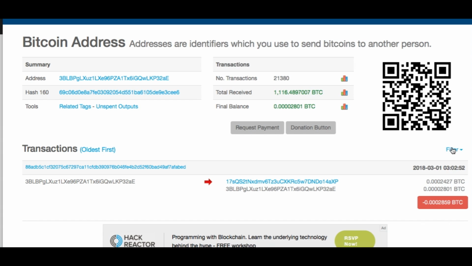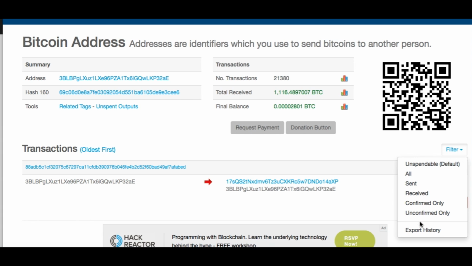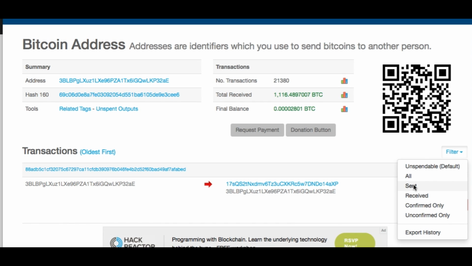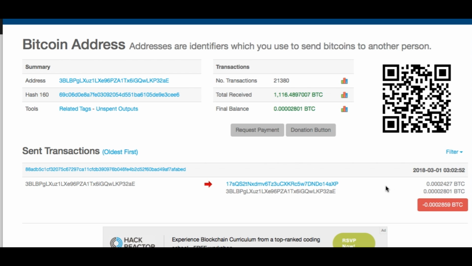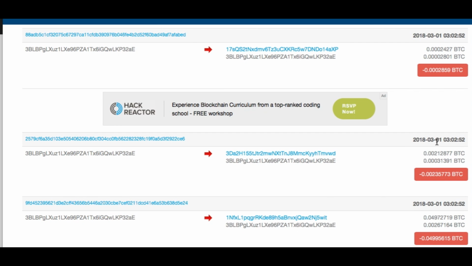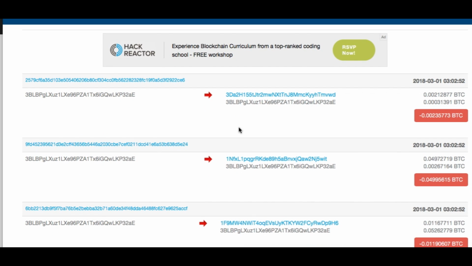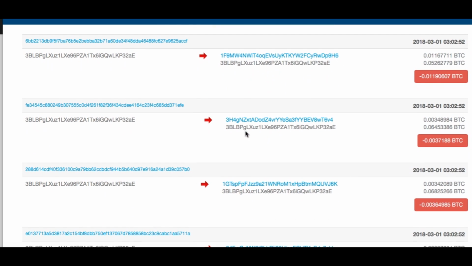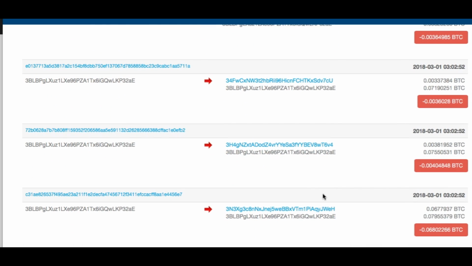Let's first filter this newest. Sent, received. Let's see, sent. All right, so let's follow the money here. March 1st. So here they're sending out Bitcoin from this wallet. Sending it out. Let's see where the majority went.